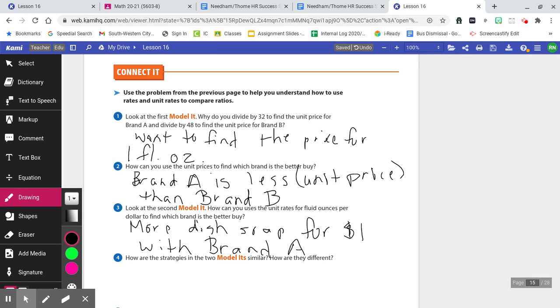Number 4, how are the strategies in the 2 modelets similar? How are they different? Well, in both models, you find unit rates.